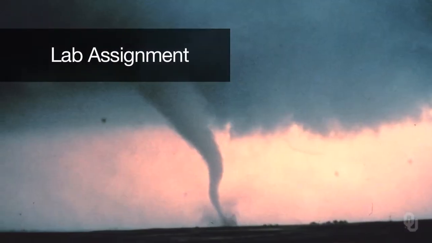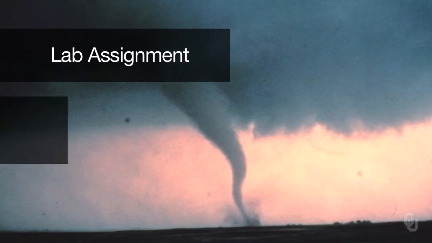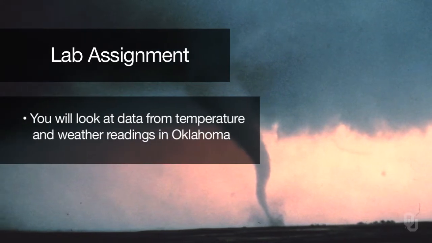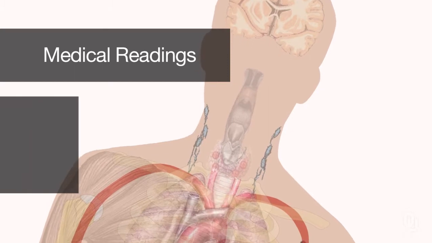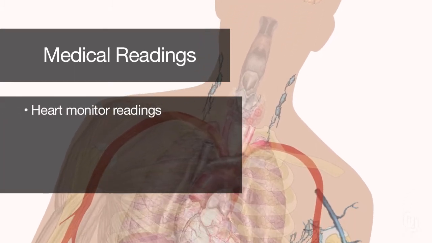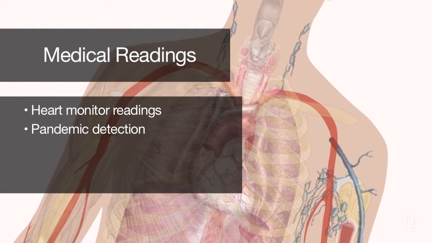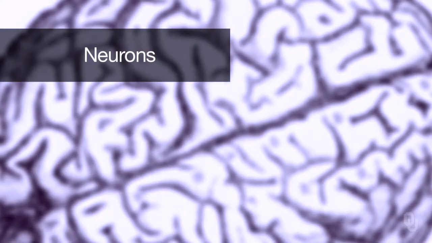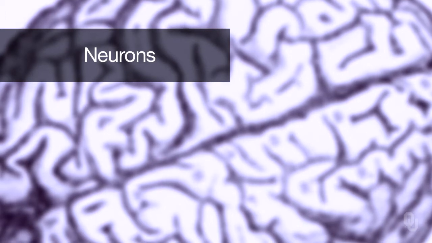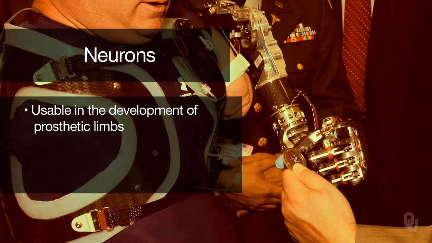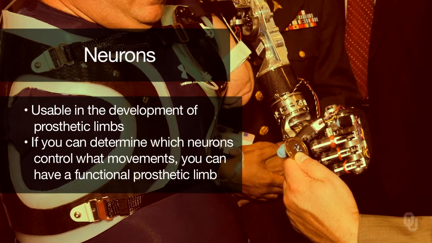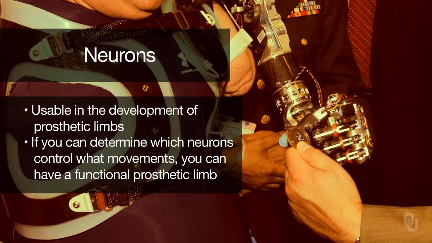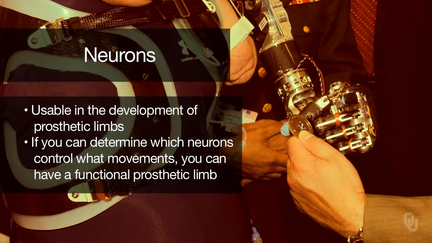The data that you will use in your lab in this section will be on temperature readings and other weather readings outside in Oklahoma. You can imagine medical data such as heart monitor readings or pandemic detection. That is, you're trying to see who's buying cough syrup, where it's being sold, how much, and is there a trend. Another neat example of medical data is the firing of your neurons, and people use this data to do something like prosthetic limbs. So if you can have an intelligent prosthetic limb where you can figure out what neurons are firing that would have controlled the limb that is now prosthetic, then you can actually have a prosthetic limb that is correctly controlled.